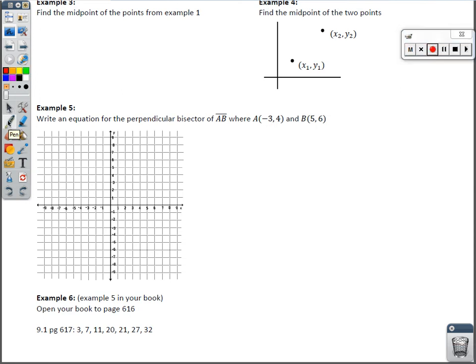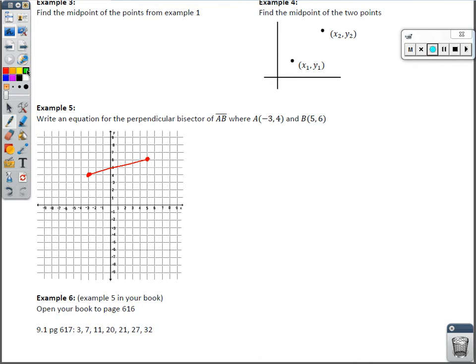Let's look at the phrase perpendicular bisector. First of all, a bisector is something that cuts something else in half, exactly in half. Perpendicular means that it's at right angles. So we want to take the segment AB that has coordinates at -3, 4 and 5, 6, and we want to find the perpendicular bisector of that segment.